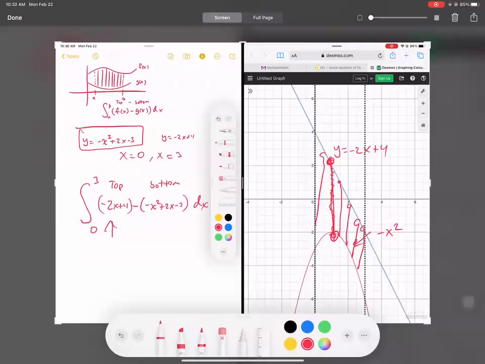One way is just plugging in a value. Pick a number between 0 and 3. Even picking 0 would be easy. If I plug in 0, you see that 4 is bigger than negative 3, right? So you can tell which one is on top. Sometimes you have to plug in a value to figure out what's on top, or you have to graph it to see where it goes on top. Now there is an issue also, and we'll talk about this next time in class. But what if they intersect?